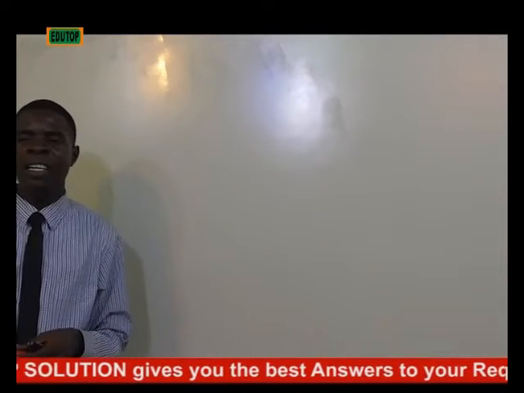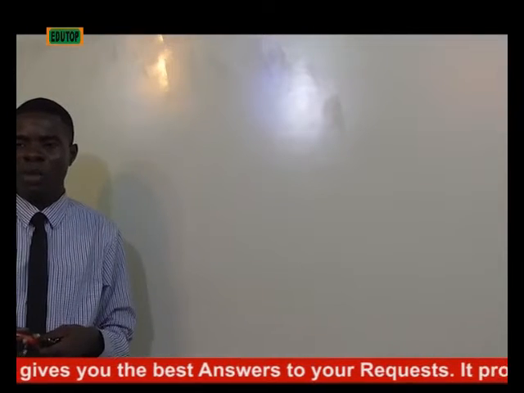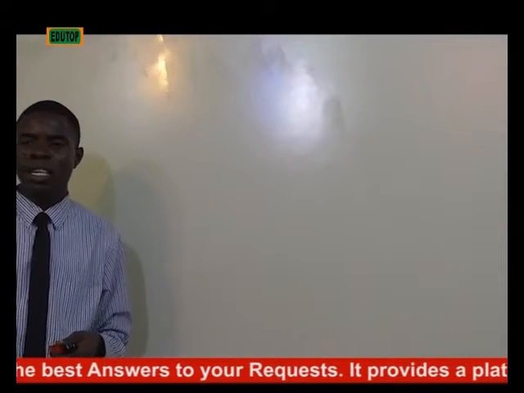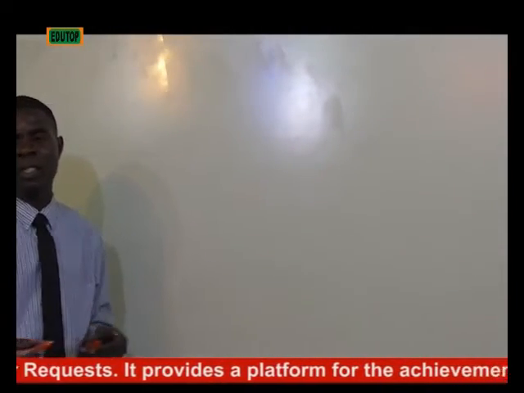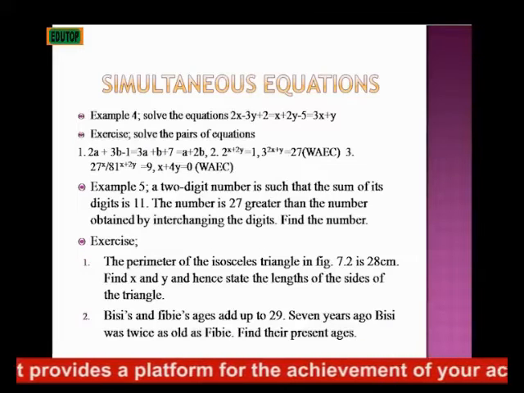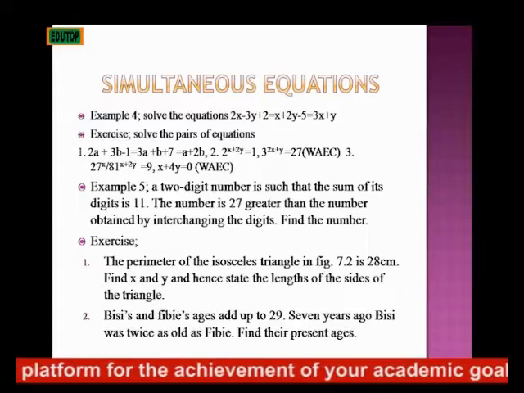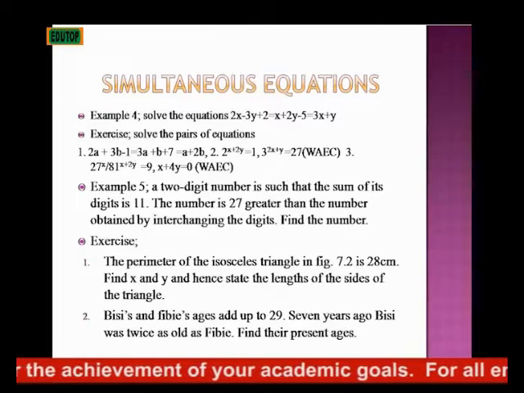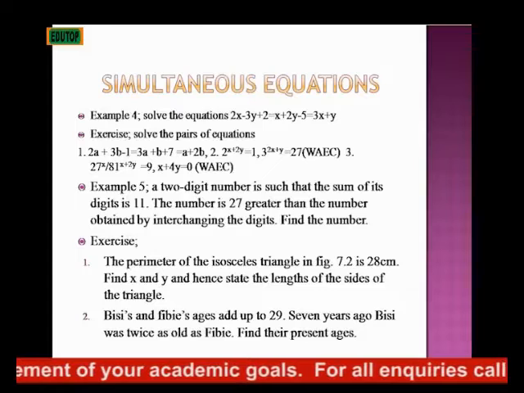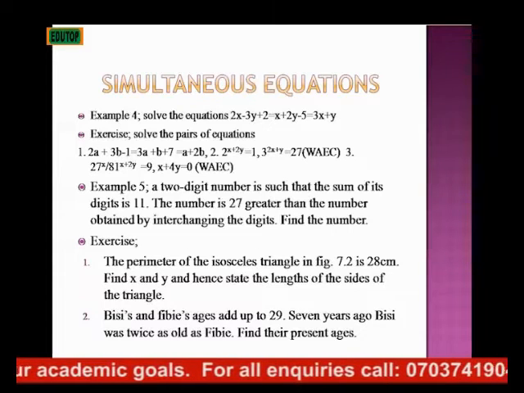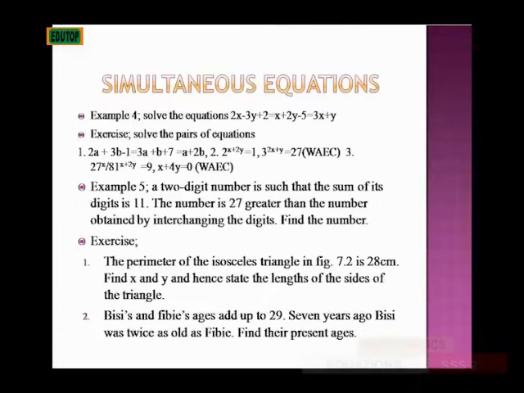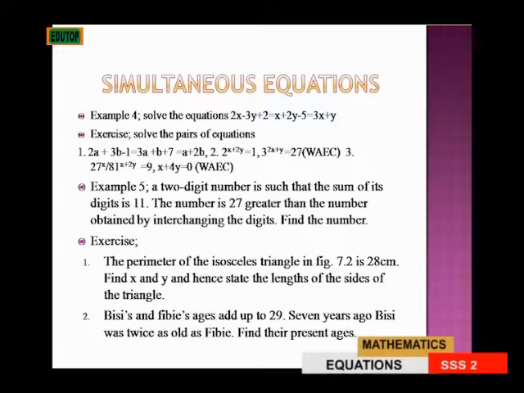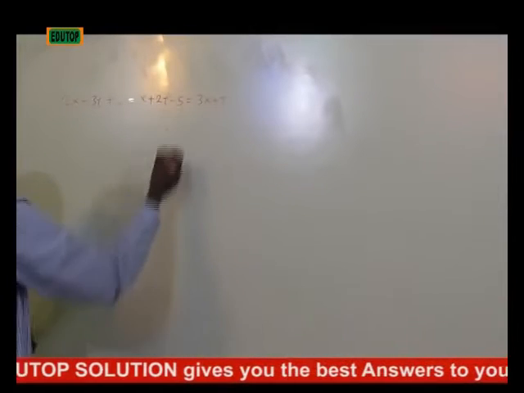Example 4. Solve the equation. This is a special kind of simultaneous equation in which equality sign is incorporated in between the 3 terms. So here, what are we talking about? We have 2x minus 3y plus 2 is equal to x plus 2y minus 5, which is also equal to 3x plus y. You can see that equal sign is here, equal sign is here.